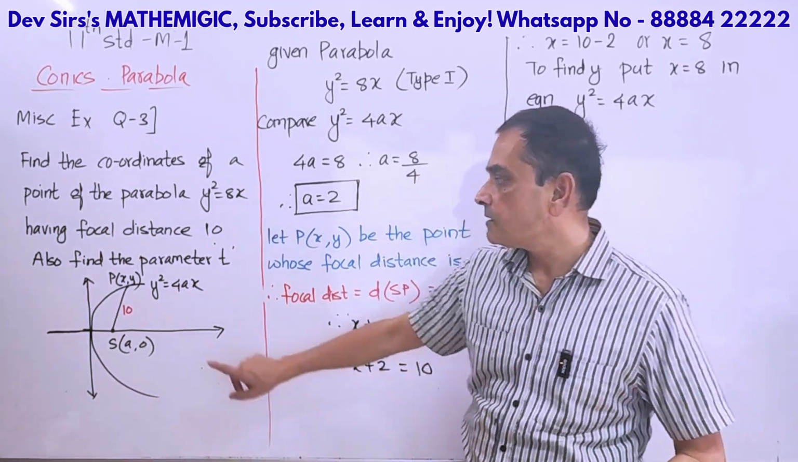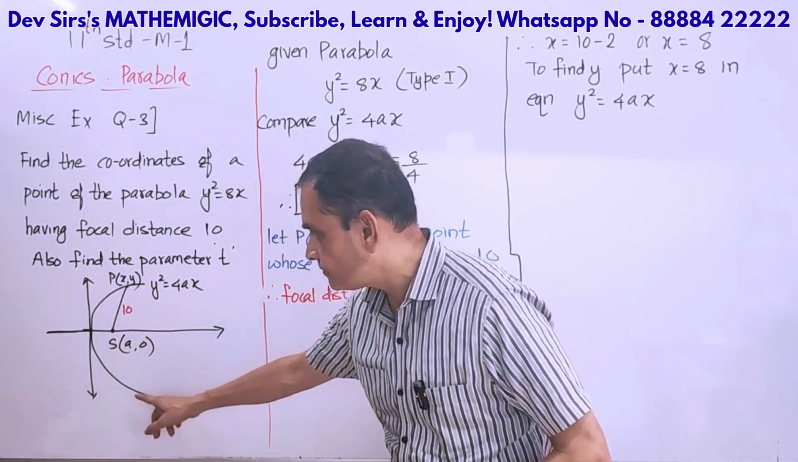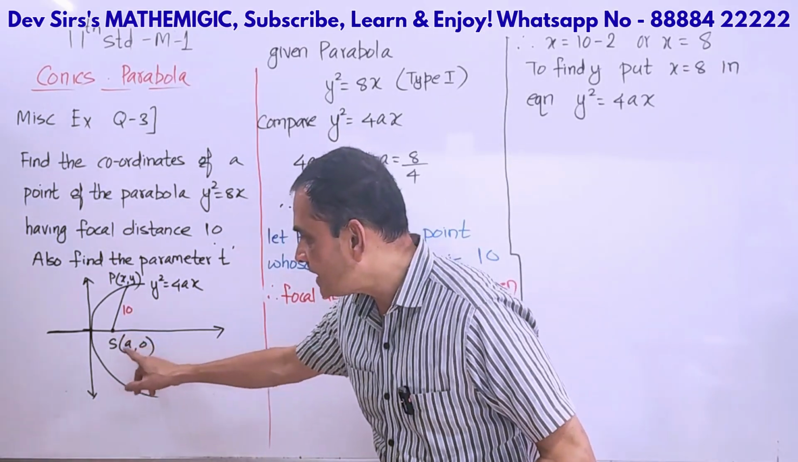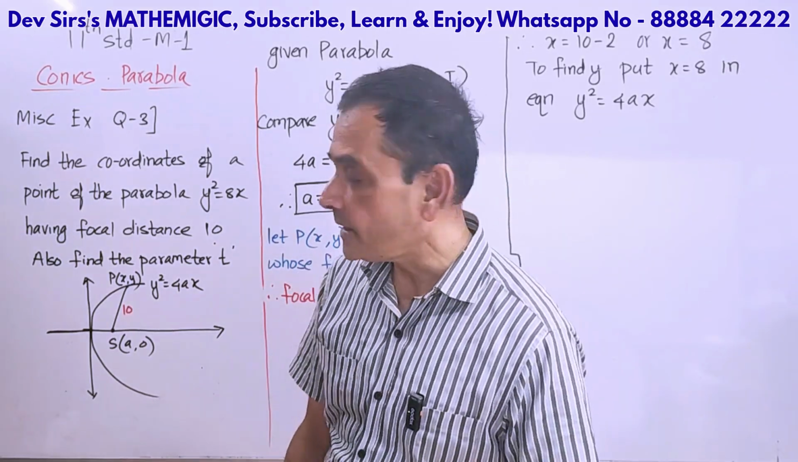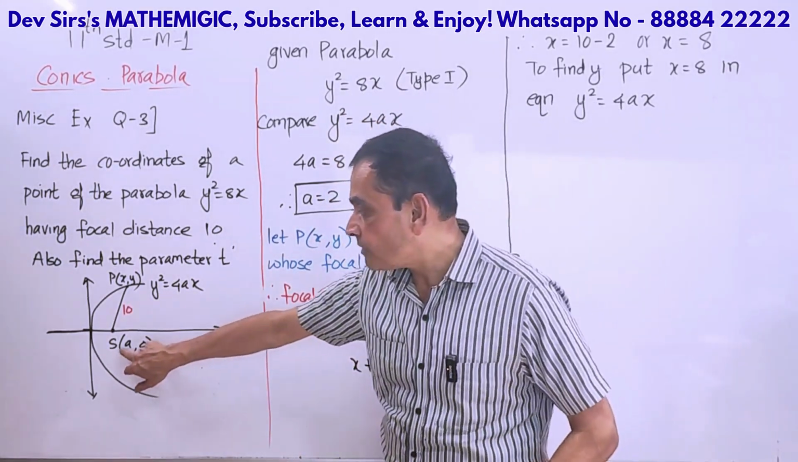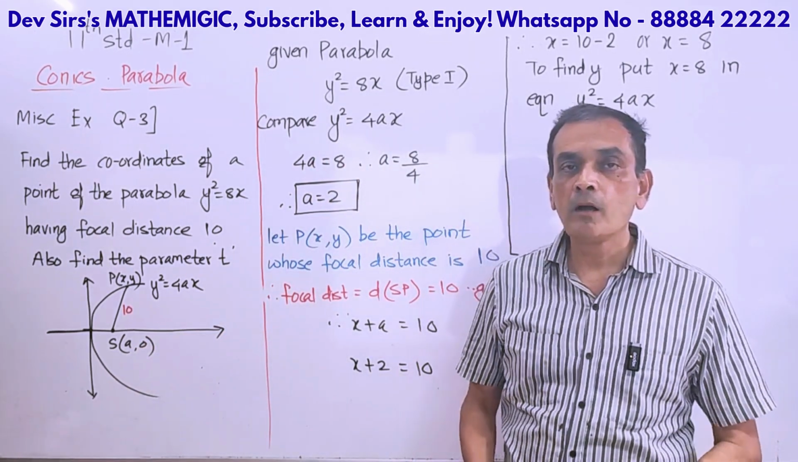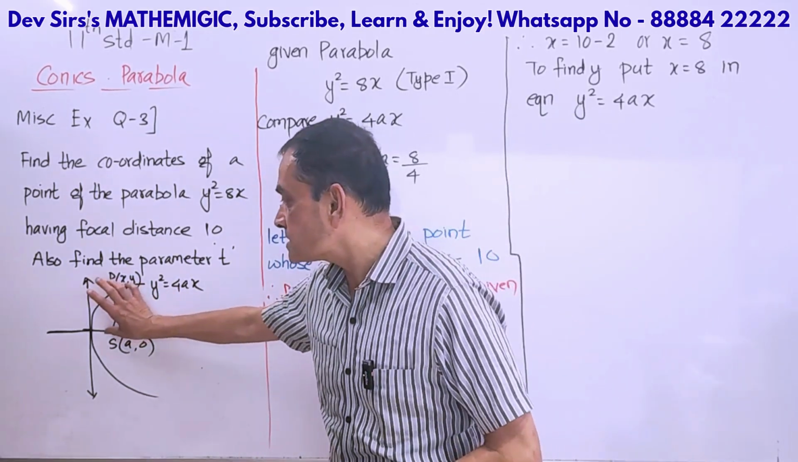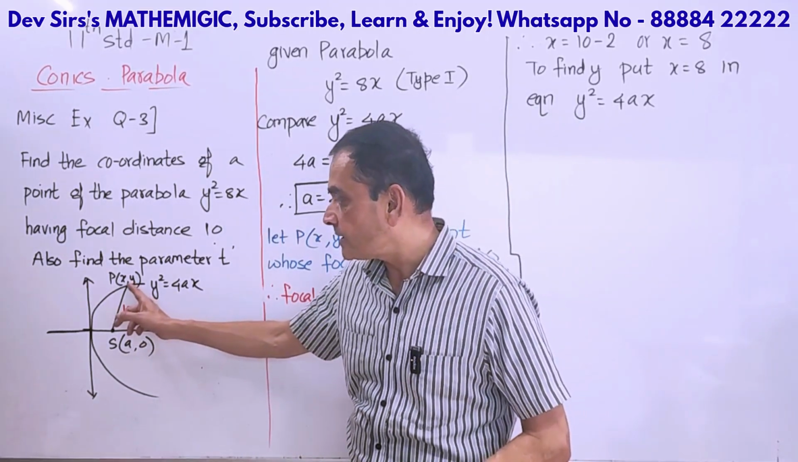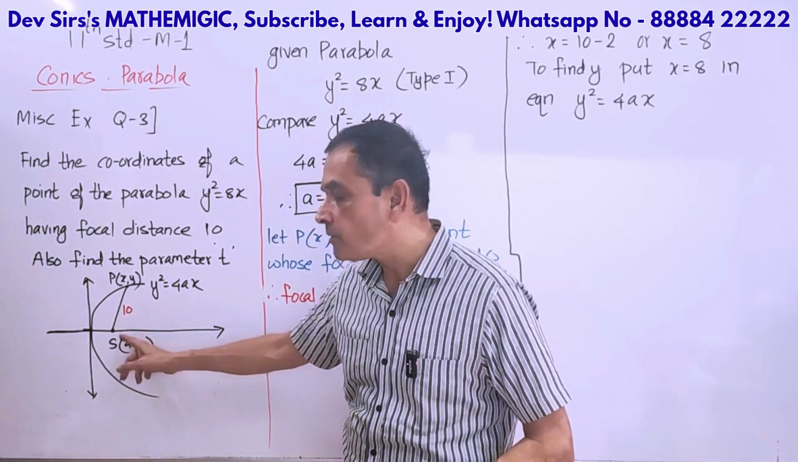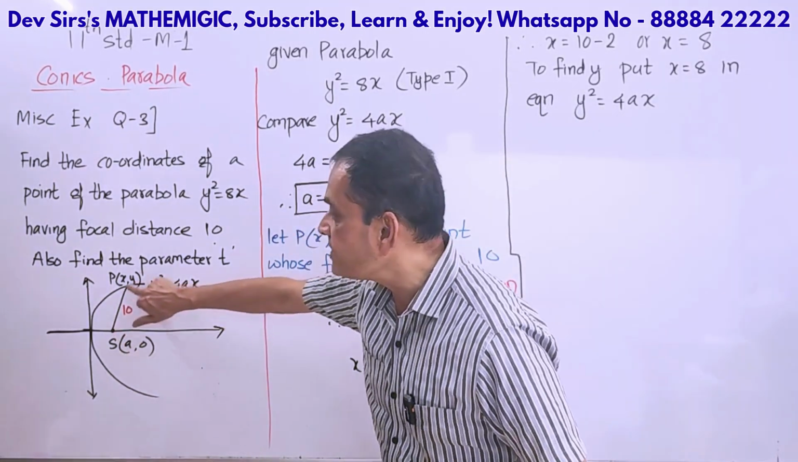Now let us suppose that P(x, y) is any point on the curve. S is called the focus. It is like the center of the circle. Formula for focus: coordinates of focus are given as (a, 0). Distance of the point from the focus is called the focal distance. I am repeating, distance of any point, either from here or from here, from the focus is called the focal distance, denoted by distance SP.